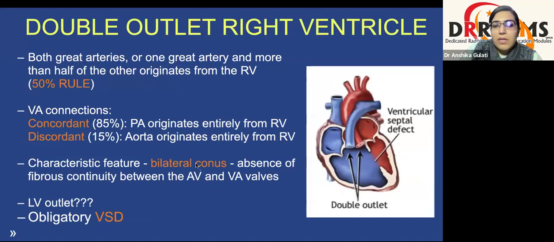And there will be bilateral conus, because I mentioned last time that any artery arising from the right ventricle will have a conus below it. So now both the arteries are arising from the right ventricle, so there will be a bilateral conus. And depending on the origin, if pulmonary artery arises entirely from the RV and more than 50% of aorta arises from the RV, then we say that it is concordant VA connection. And if entire aorta arises from RV and more than 50% of pulmonary artery arises from RV, we say it is discordant VA connection in a case of DORV. Obligatory VSD we have discussed.